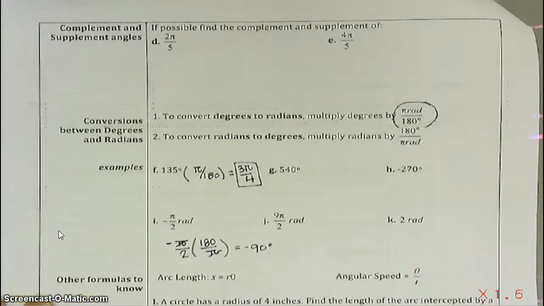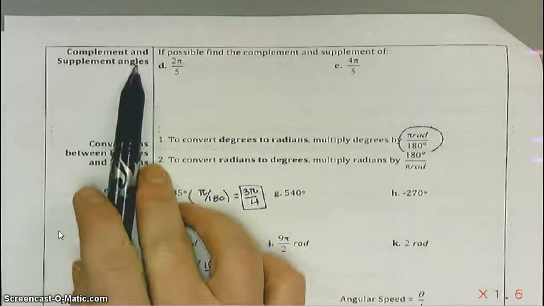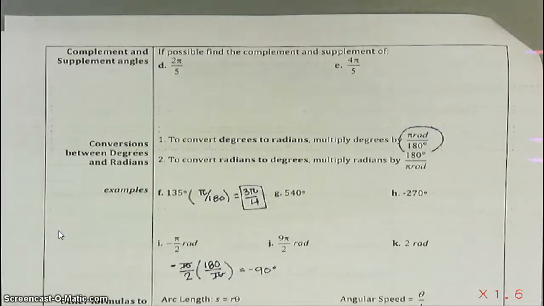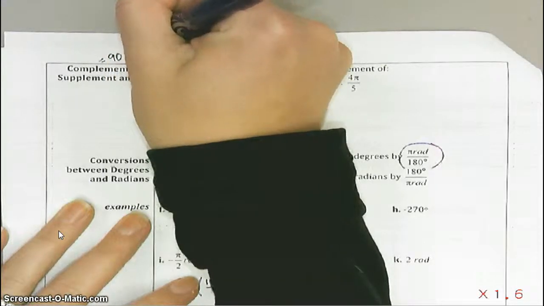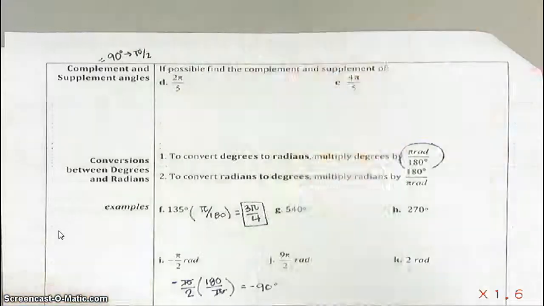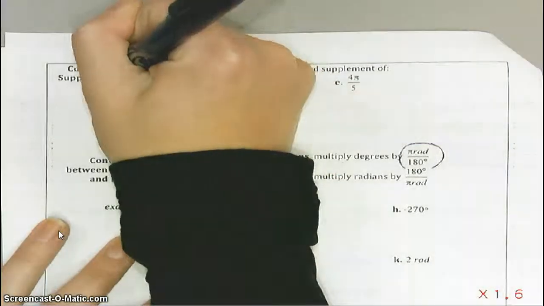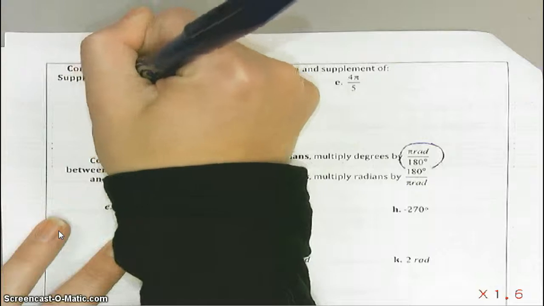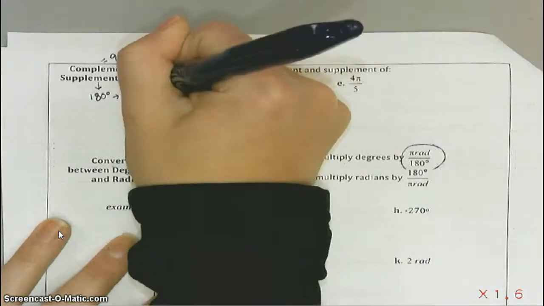So now we're going to go actually above this, where it says complement and supplement angles. If you remember from geometry, complementary angles are going to add to get to 90 degrees. The radian equivalent is pi over 2. Supplement angles are going to be angles that add up to get to 180 degrees. The radian equivalent of that is pi.